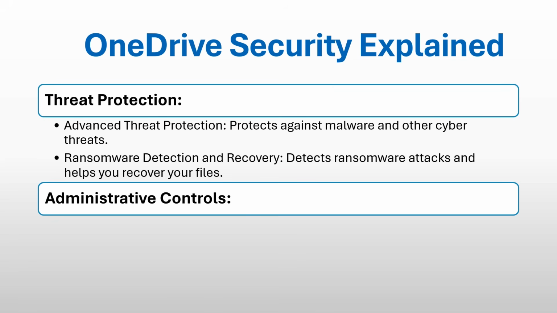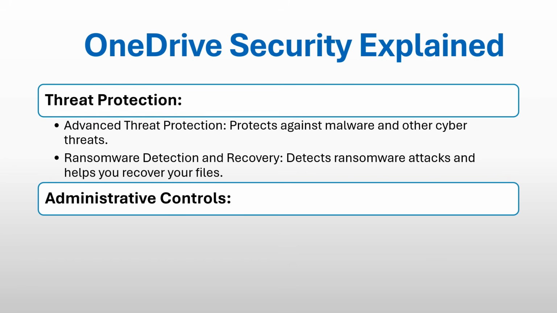Now, as far as threat protection, it is built in to protect against malware and other cyber threats. A big type of malware is ransomware. And so it does detect ransomware attacks, and it helps you to recover your files in that particular situation as well. So ransomware is all about, hey, we have your files, you need to pay us to be able to get your files back. So OneDrive helps to mitigate the ransomware from taking place.